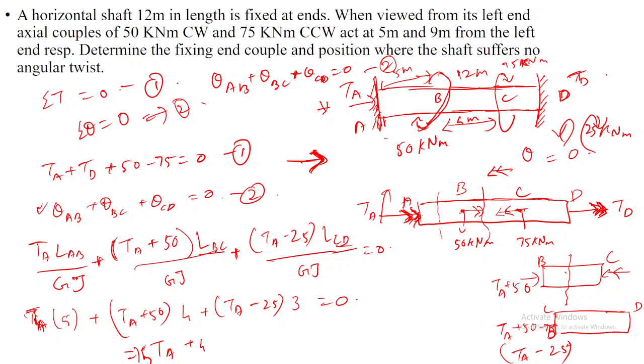5 TA plus 4 TA plus 3 TA, right? All the TAs have combined. Plus 200 minus 75 equals 0. Correct? From this, 12 TA equals minus 125. So what will be the value of TA? 10.41. So it should be minus 10.42 newton meter. Okay?